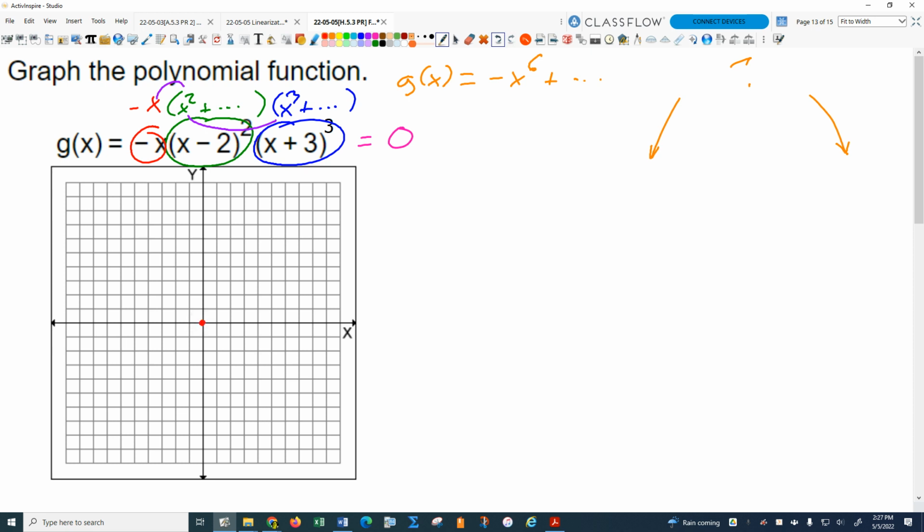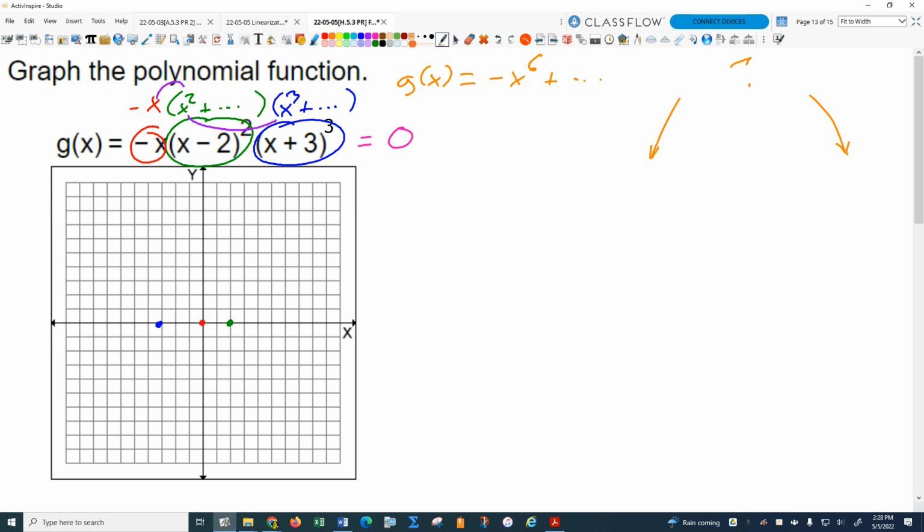0 is one x-intercept. How about the green factor? Annika, what's our green 0 going to be for the green factor? 2. Good. How about the blue factor? Ashton, what's the blue 0 going to be? -3. Okay. And we already know the end behavior, so we're starting to be able to put the pieces of the puzzle together, right?